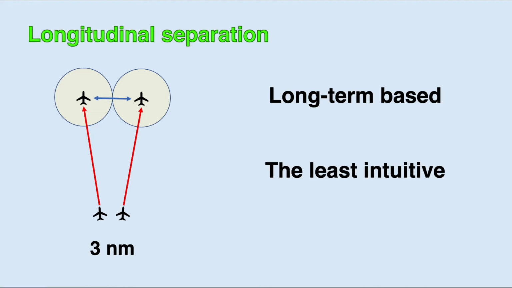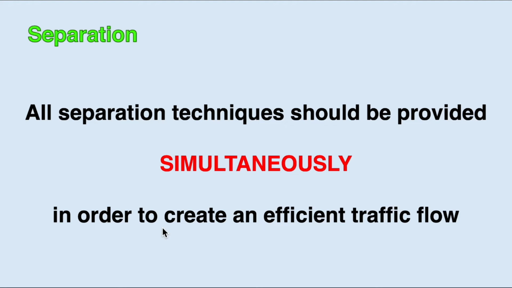So what is the general advice to a proper separation? That all separation techniques, that means vertical, horizontal, and longitudinal, should be provided simultaneously. That means that you provide horizontal and vertical separation at the same time, not just one, unless there is a specific case in which it's better for you or more convenient to you to just apply one. So you need to create these separation techniques. You need to provide them simultaneously in order to create an efficient traffic flow.